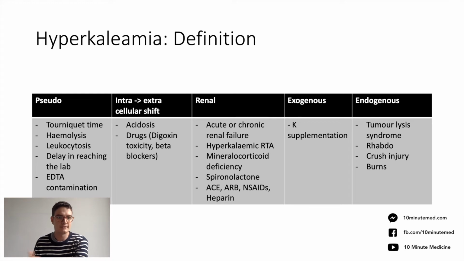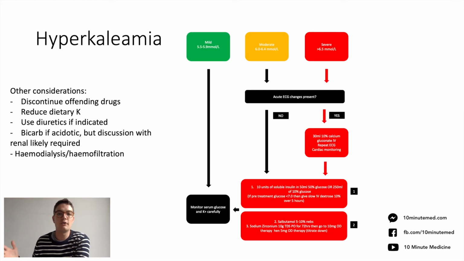So repeating that sample. As we mentioned earlier, acidosis and drugs can cause an intra to extracellular shift. All your renal stuff, your ACEs, your ARBs, and obviously just giving too much supplementation. And then the other things, these are presentations: tumor lysis syndrome, rhabdo, crush injuries, things like that can all cause hyperkalemia. So how do we treat?